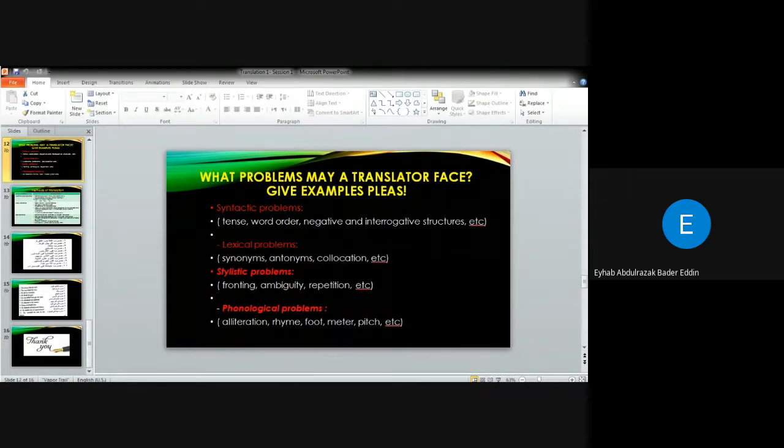If we go to literal translation, in literal translation here, the focus is on the source language text's linguistic features. So here we keep an eye on the linguistic features of the source text.